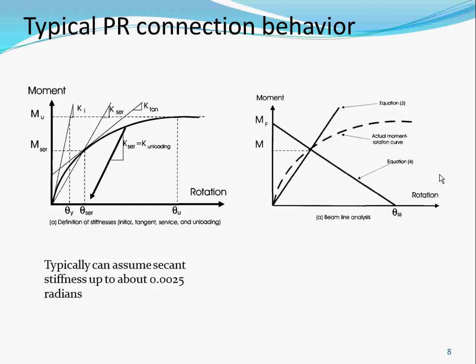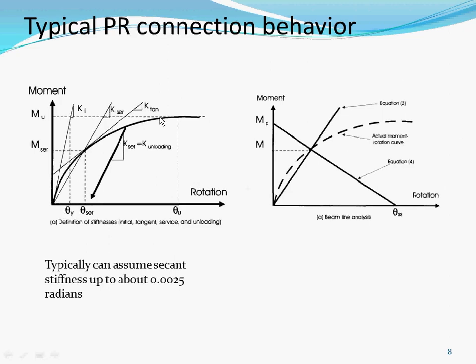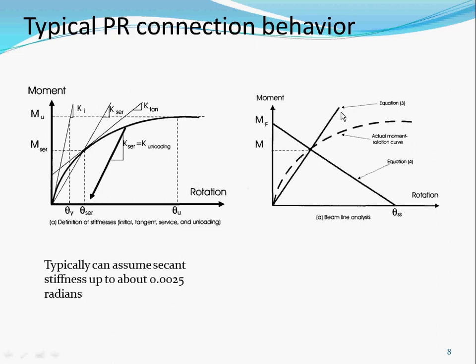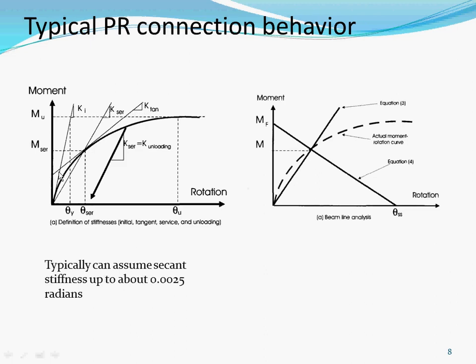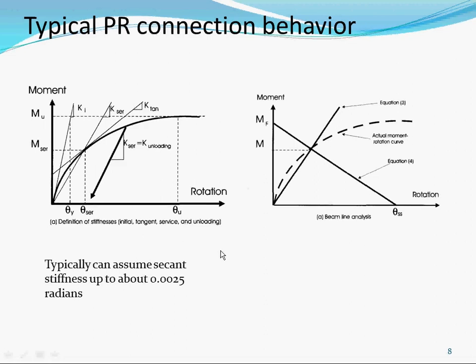Another concern is, if I'm going to be using these PR connections, and since they yield so early on, what stiffness do I use for my drift check? I have to use some kind of equation and get a stiffness to calculate the drift. Typically, drift or deflection is calculated with an elastic stiffness. So if the stiffness changes so much, which one do I use? Do I use the very first one that yields, or some kind of secant stiffness, or tangent to the line where your serviceability concerns are? It's hard to justify which one to use.